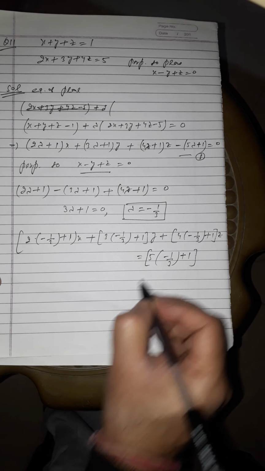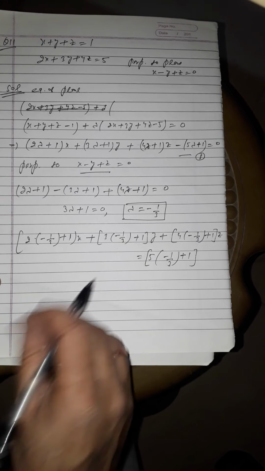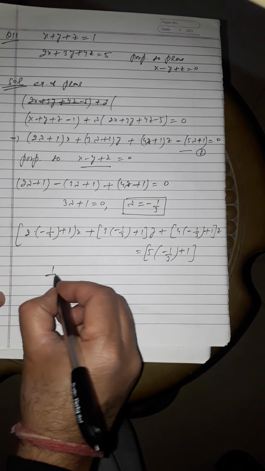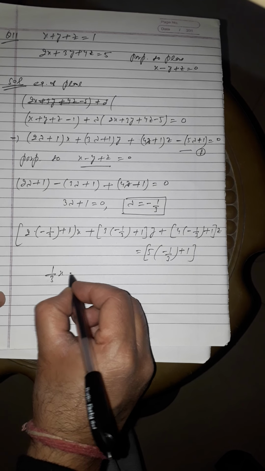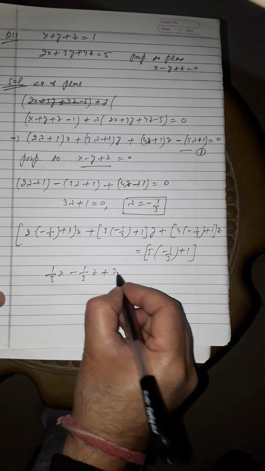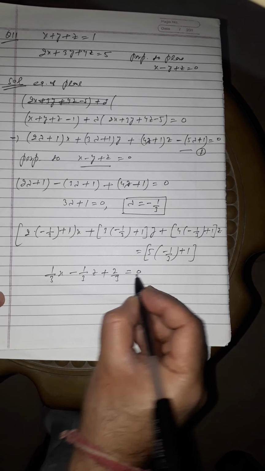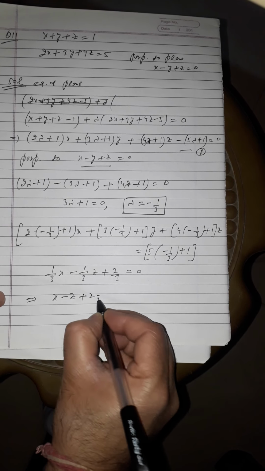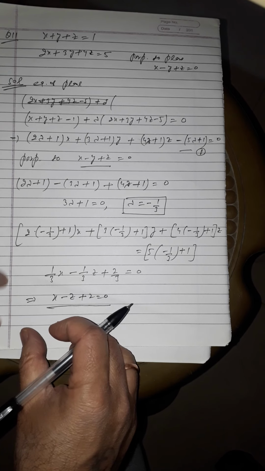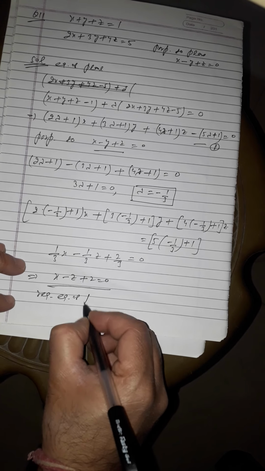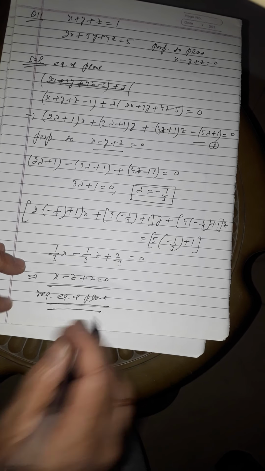So we will put this value, and while we solve it, students, it will come as 1 by 3 x minus 1 by 3 z plus 2 by 3 equals 0, which implies that x minus z plus 2 equals 0. That is the required equation of the plane. So I have done the 9th, 10th and 11th questions.